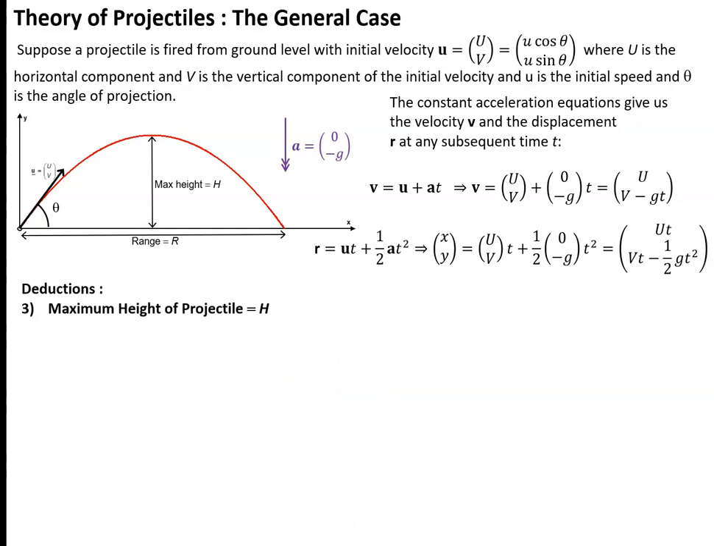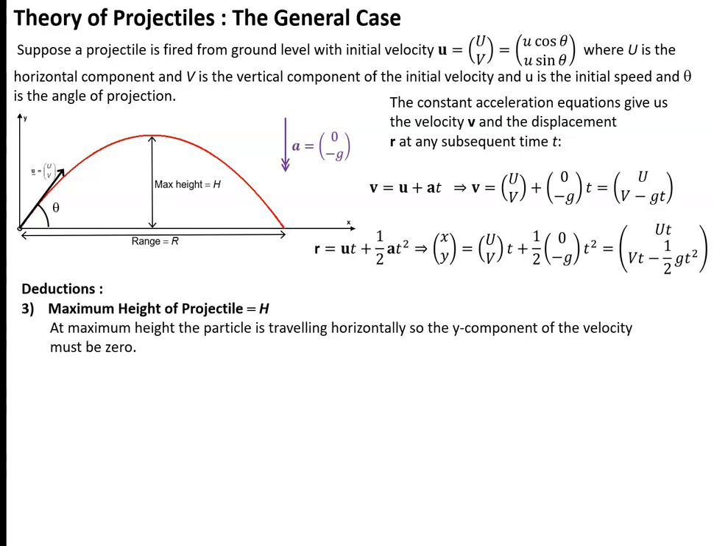We can also work out what the maximum height of the projectile is, and we're going to call that capital H. At the maximum height, the particle is travelling horizontally, so the y component of the velocity must be equal to 0. Well, we know the y component of the velocity is given by capital V minus g times t. So we've got capital V minus g times t must equal 0. In other words, t must be equal to V divided by g.